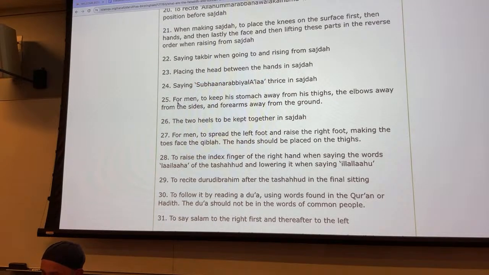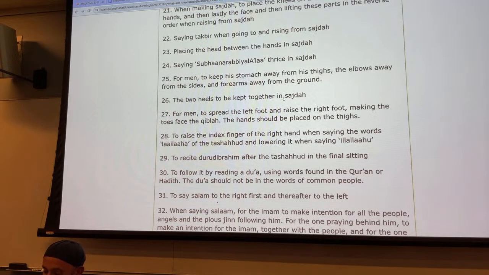For men, you're going to be in a position where there's more expansiveness, not restrictiveness. And again, not for validity, but just for the optimality of the situation, for women it's a little more covered. But there are also opinions that there's no difference between a man's and a woman's prayer. So in 25, you're going to keep the stomach away from the thighs, the elbows away from the sides, and the forearms away from the ground, meaning your body parts are not touching other body parts. Your heels will be kept together in prostration. So when you go down to prostrate, you bring your feet together, not spread apart. And the toes are also still bent, facing the Kaaba.